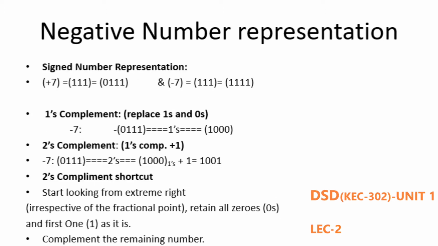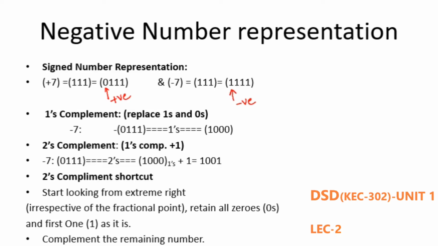I am taking the number 7. 7 in binary is represented by triple 1. In the sign magnitude system, an extra 0 is added here. That 0 signifies my number is positive. And similarly here, for minus 7 I am adding an extra 1. It signifies that my number is negative. So this is the simple sign magnitude representation.